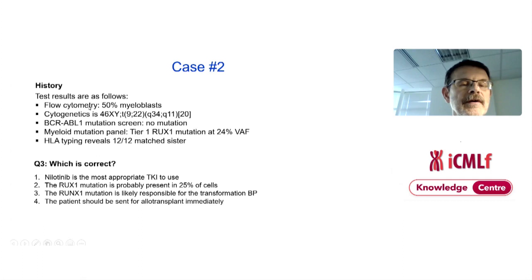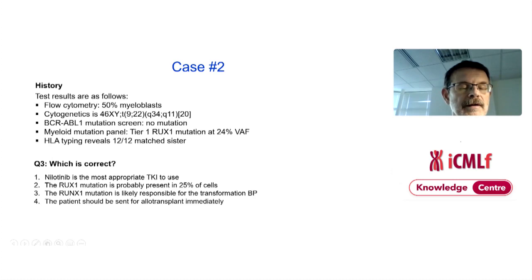Now the test results are as follows. There are 50% myeloblasts by flow. Cytogenetics is all Philadelphia chromosome positive, but no additional abnormalities. BCR-ABL mutation screen shows no mutation, but the myeloid mutation panel shows tier 1 RUNX1 mutation at 24% VAF. HLA typing is also done and reveals a 12 out of 12 matched system. Now, which is correct of the following?